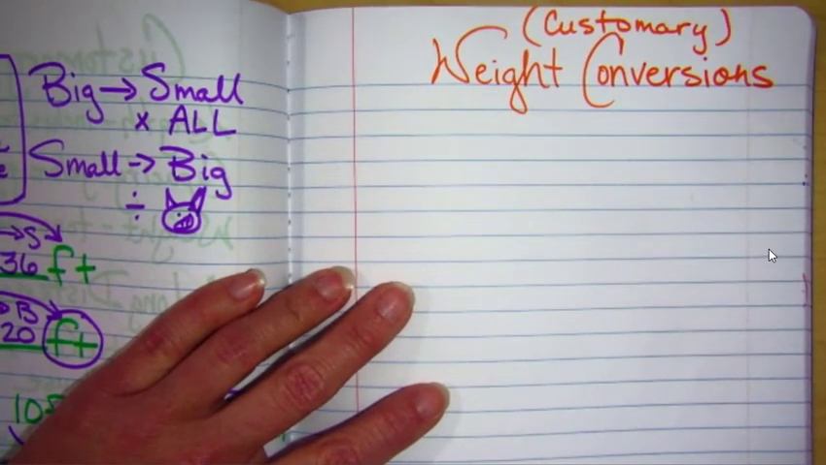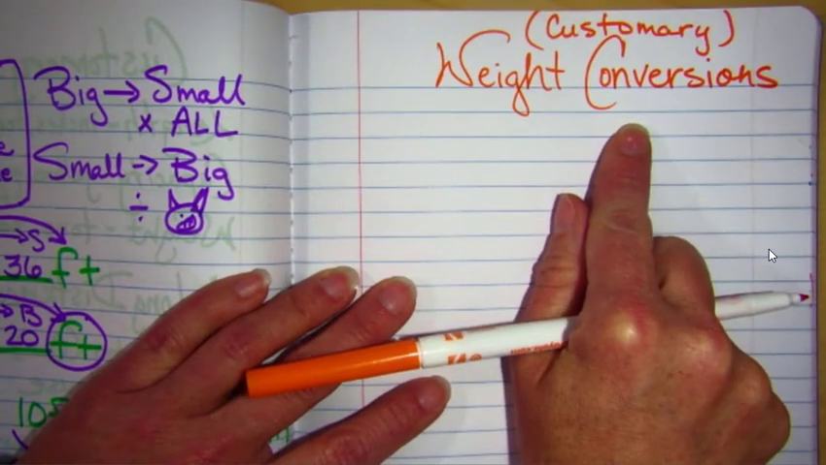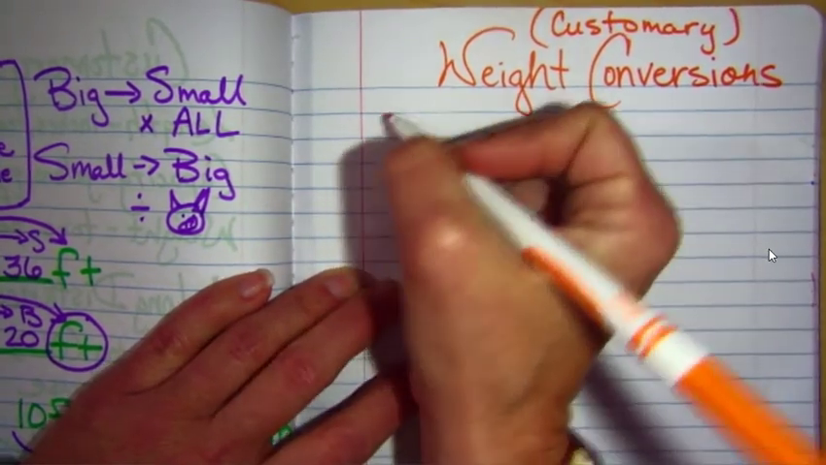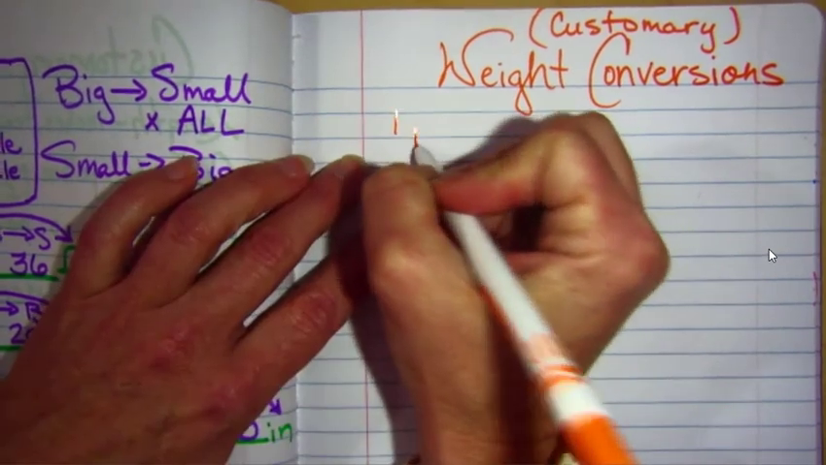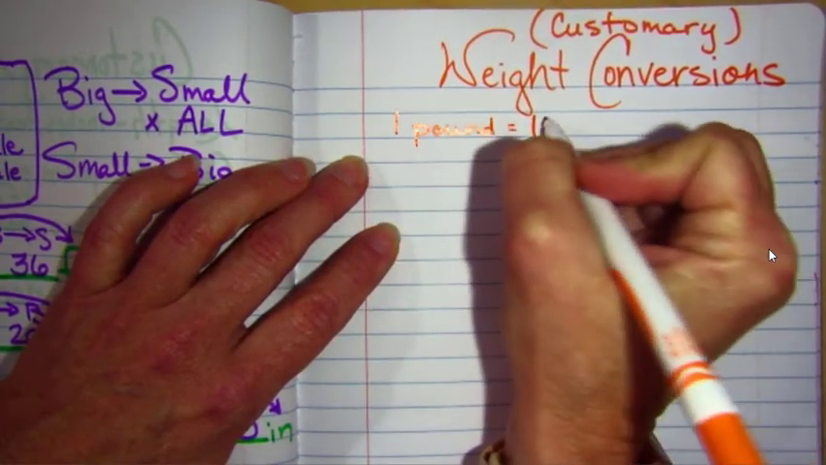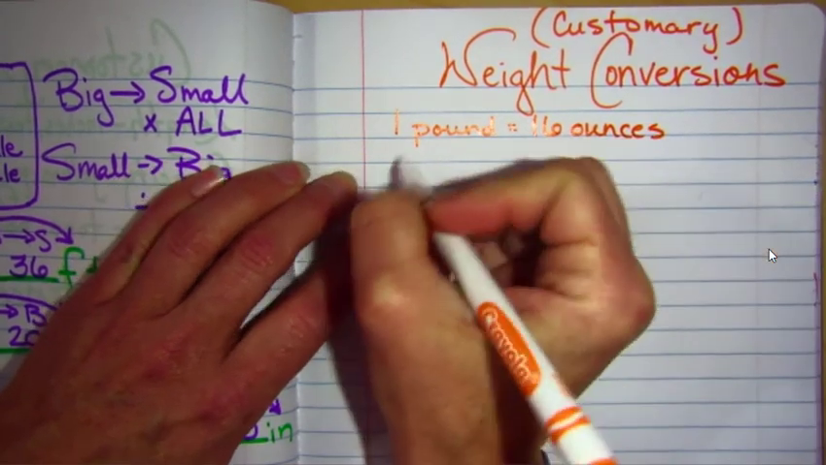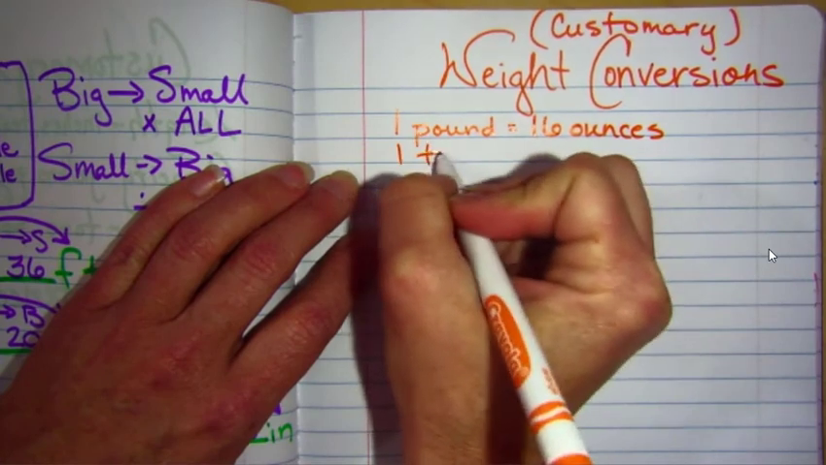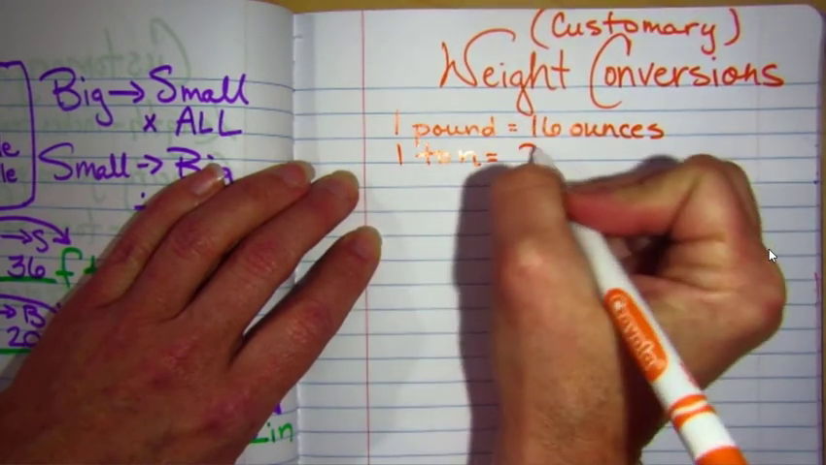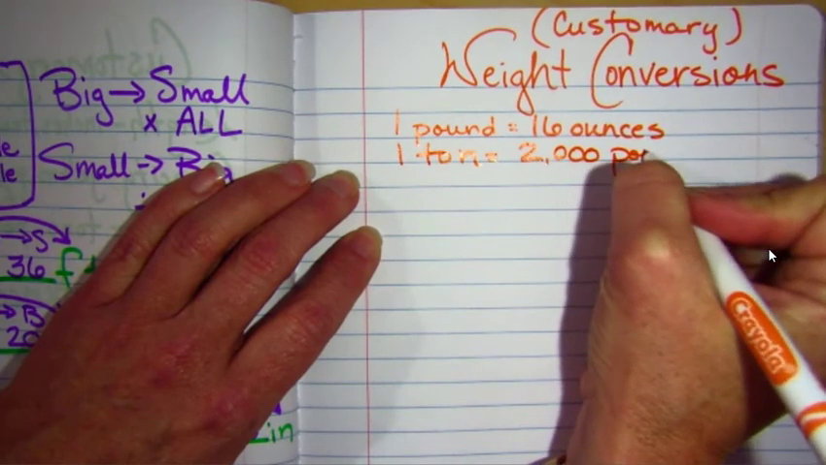Customary, you go to the doctor, you weigh apples at HEB. It's going to be in pounds and ounces, okay? So customary weight conversions, your chart is going to have this, but this is all you need to know. 1 pound is equal to 16 ounces. 1 ton is equal to 2,000 pounds. That's it, friends.